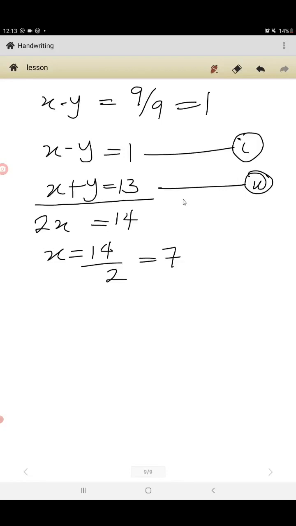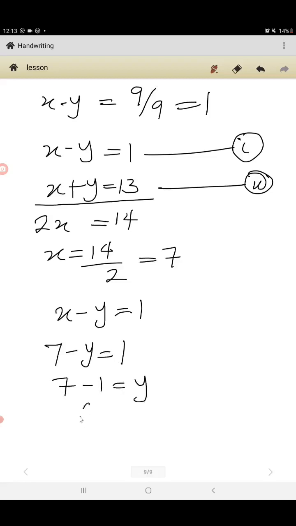So therefore, let's choose equation 1, which says that x minus y is equal to 1. So if x minus y is equal to 1, and we're able to get the value of x, and our value of x is 7, 7 minus y is equal to 1. So 7 minus 1 is equal to y. So 6 is equal to y. So y is equal to 6.